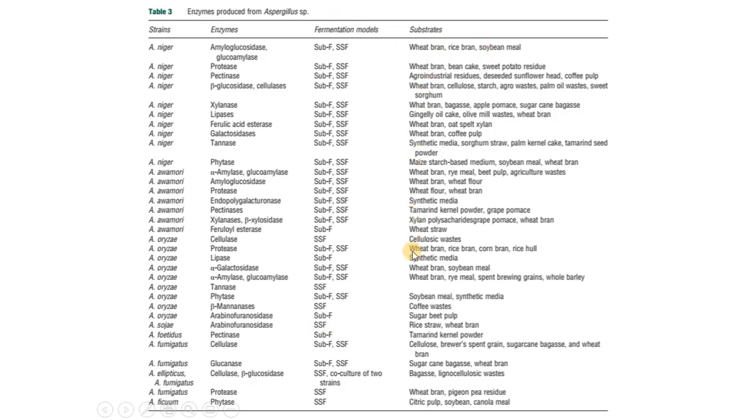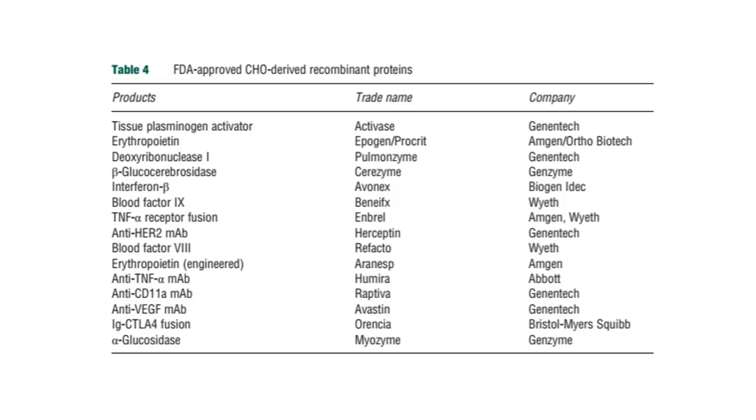And so these are all the substrates. The substrates used for the fermentation process are wheat bran, rice bran, soybean meal. So these are the examples. And table number 4 is FDA approved CHO derived recombinant proteins, and these are all the products derived from CHO derived recombinant, that is animal cell lines.